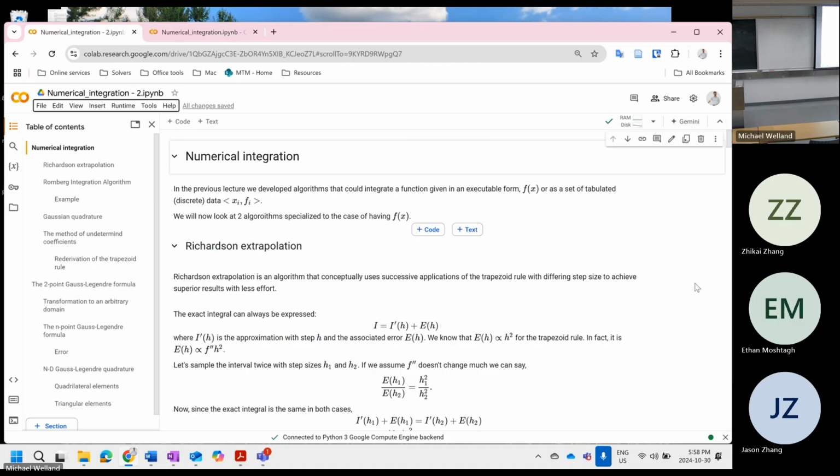Okay. Any questions for numerical integration with basically tabulated data? Or we can get into the cool stuff. All right.